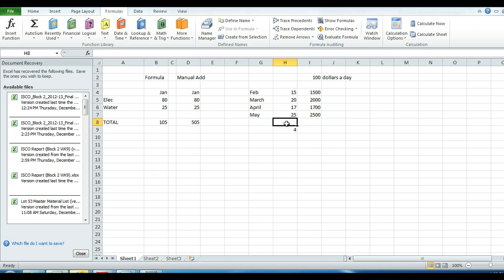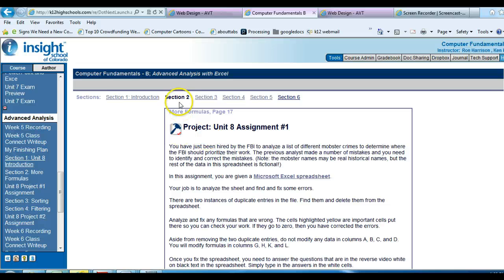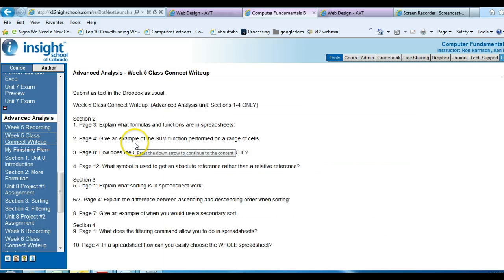If I add another one in here, that added the count for me, didn't it? Now there are 5 items in this column. So that's how the count command works, the basic count command. So you've looked at count and sum. So that's just some demonstration for you on the things that were covered in section 2. Let's go back to the Class Connect write-up and see if we answer those questions.